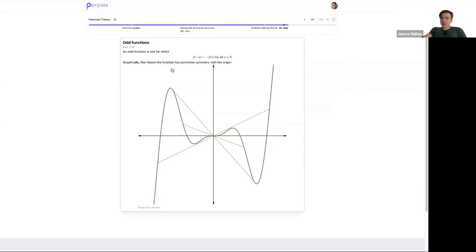Similarly, for odd functions, f of negative x is equal to negative f of x. So now we're not mirroring in the y-axis, we're actually mirroring at the origin. So each point doesn't just flip to the other side of x, it also flips to the other side of y. And you can see that graphically if you take a point and graph it to its corresponding point, they are all going to pass through the origin.